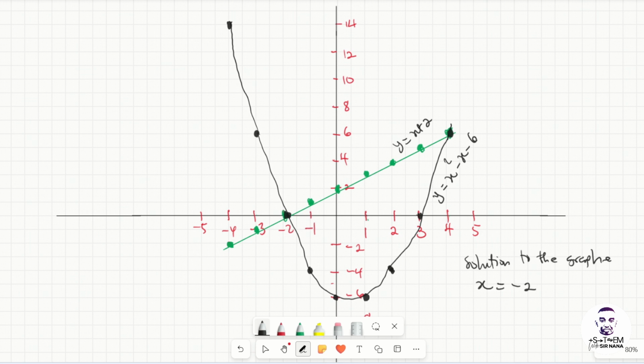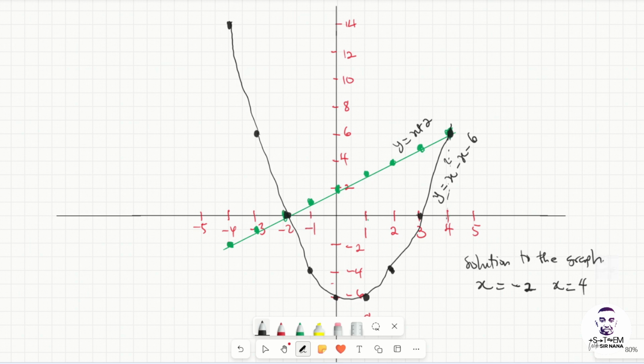And then here too, the line touches the curve as x is equal to what? 4. So we see we get the two values, which are x is equal to -2 and x is equal to 4, right? So we can see that now we can use the graph to determine the solution to a graph when you are given two different types of graph, the quadratic graph and the linear graph.